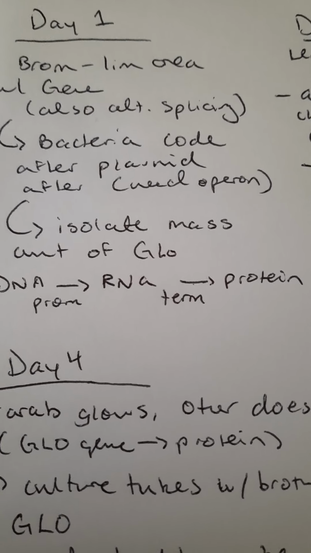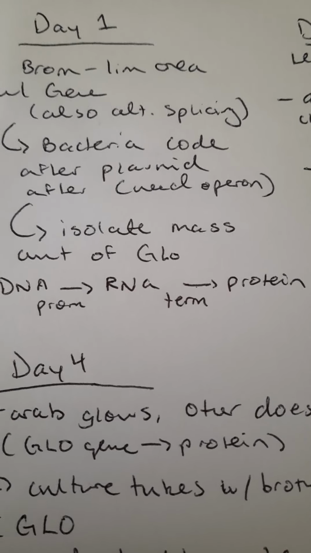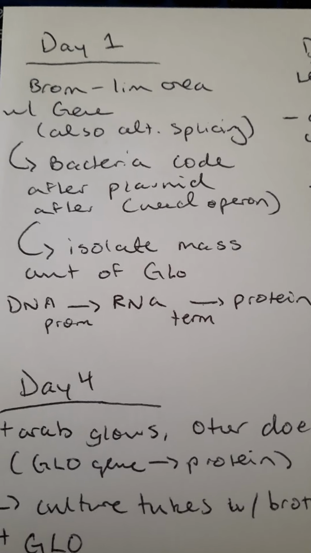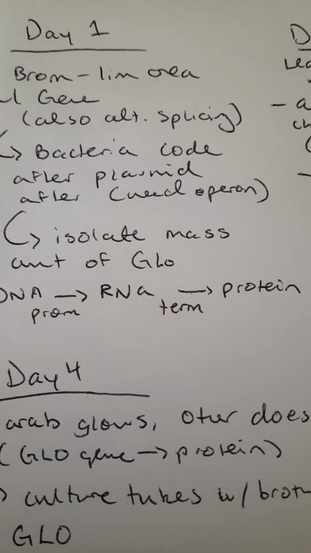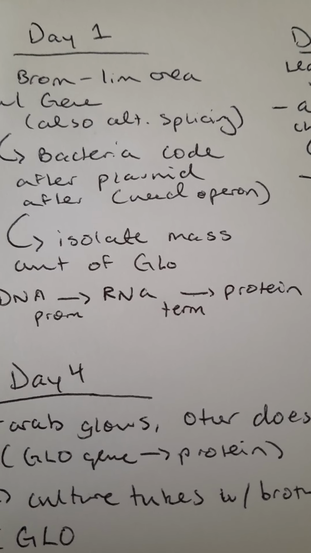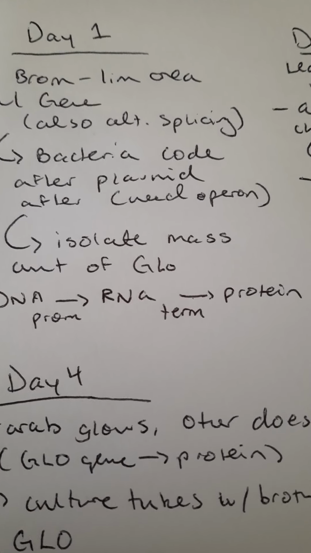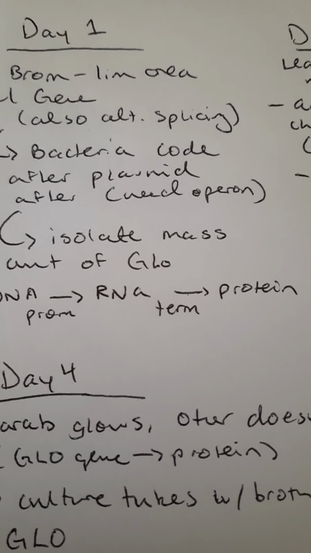And then next we're going to isolate, hopefully, a mass amount of glow protein, and then the dogma is DNA, RNA to protein. And remember, there's a promoter region on the DNA, and then there's a terminator region to stop the RNA, and then it gets coded into the protein.